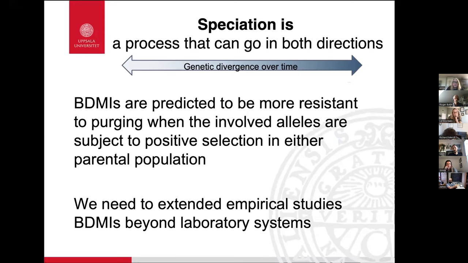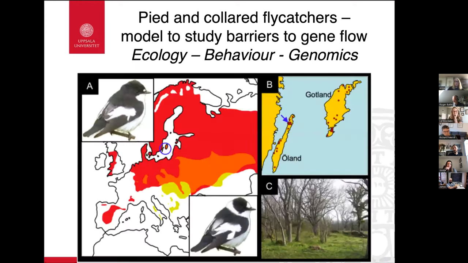And this means that if we really would like to figure out what the role of genetic incompatibilities is in the speciation process, we need to extend empirical studies of BDM mice beyond laboratory systems, but it's very challenging to study them in the wild. But pied and collared flycatchers are quite a good study system for doing this. You can see collared flycatchers here at the corner.